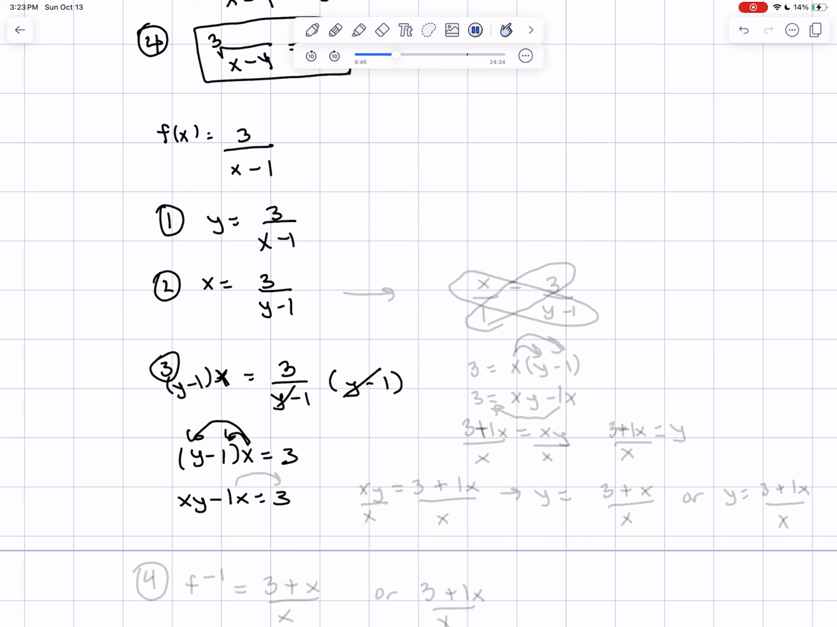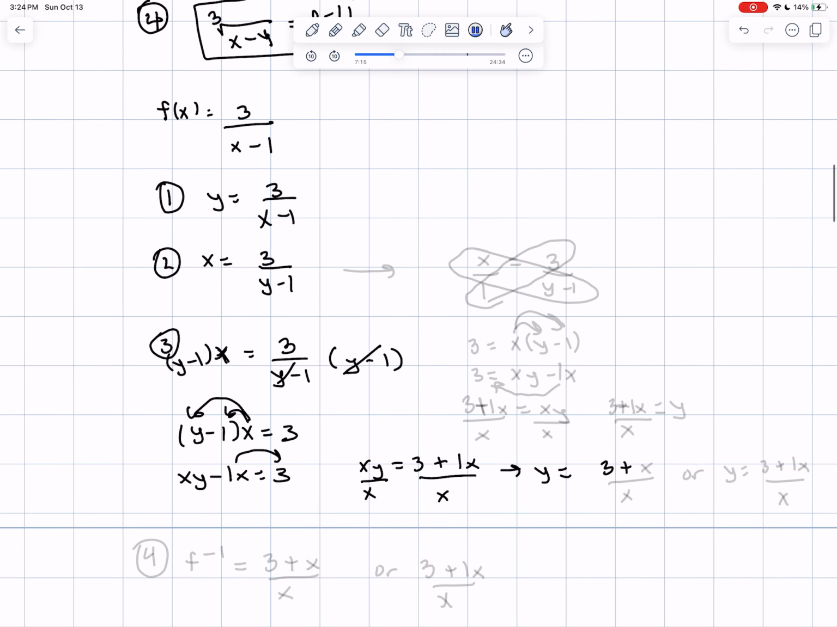So let's see. Oh, what I can do before I even try to get rid of the x here, I can move this 1x over to the other side. So it's xy equals 3 plus 1x. And now we can isolate that x out. So then we're left with y equals 3 plus x over x. You could say plus x over x, or you can leave it the way I did it. Either one is fine.